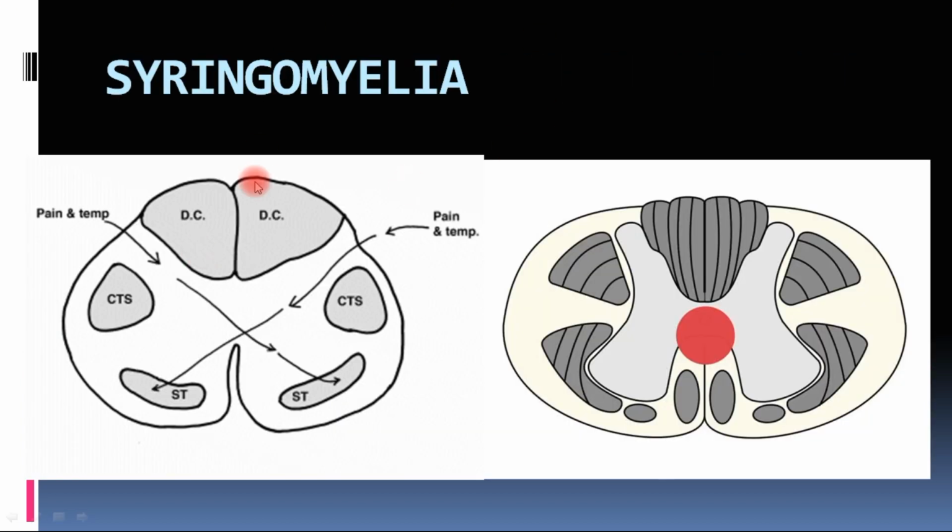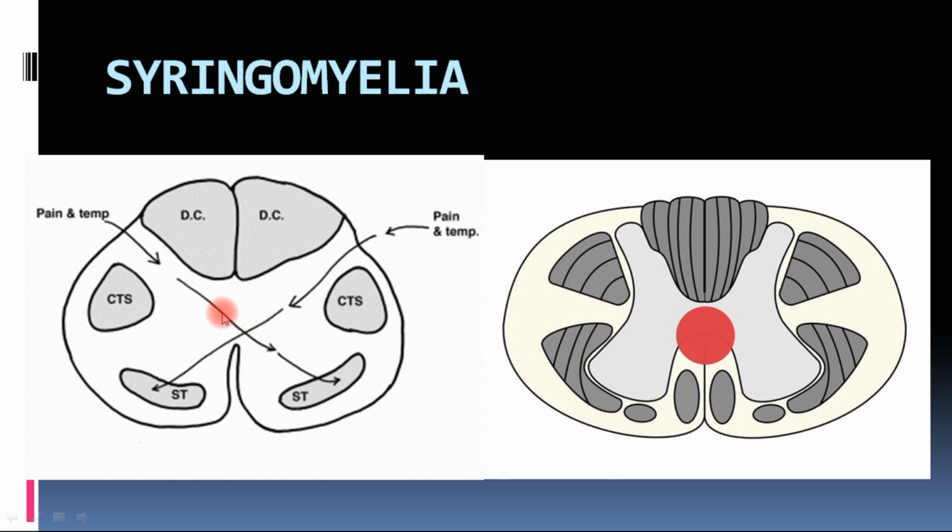Okay, so what is happening in the syringomyelia? It is a compression kind of disorder. Because of the overgrowth of the glial cells, the canal is dilated and it is compressing the cells or the tracts around it. Because of that, there is a selective degeneration or selective loss of sensation.